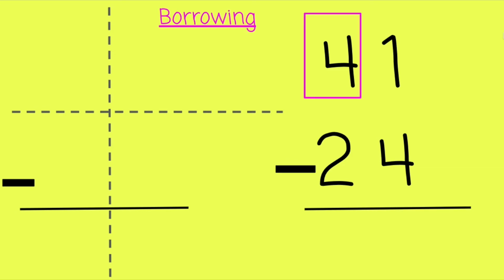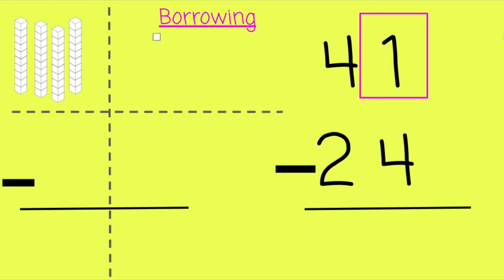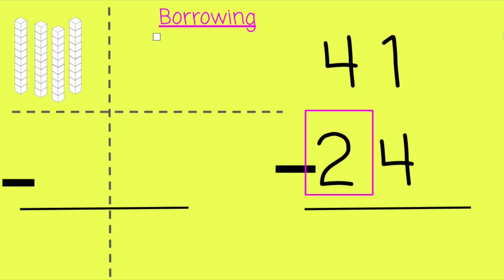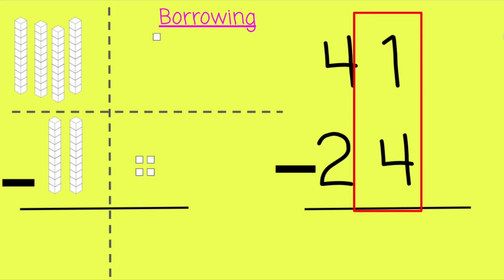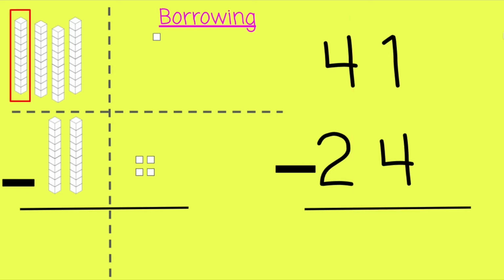That 4 is really 40 because it's in the tens column, so there are your 4 10 rods, and there's your 1. This 2 represents 2 tens, or 20, so there are your 2 10 rods. And that 4 is in the ones column, so there are the 4. Time to subtract. We always begin the ones column when we subtract, which is the furthest column to the right. Okay, let's borrow since we can't take 4 away from 1.